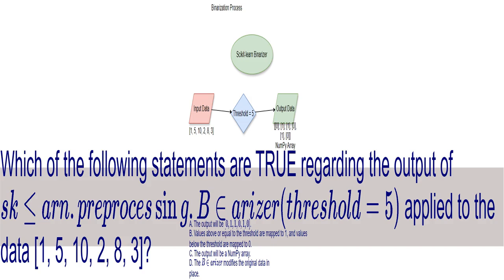This line simply introduces the multiple choice question about the scikit-learn binarizer's behavior and output based on a given dataset. This sets up the task for understanding the binarizer's functionality. It is asking whether you understand how it processes data and what its output characteristics are.